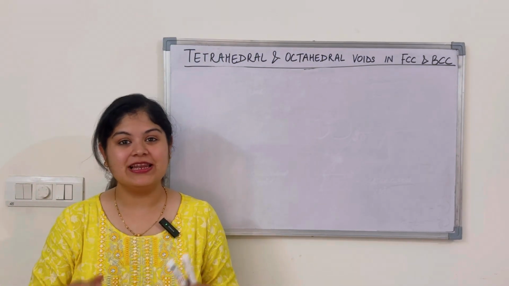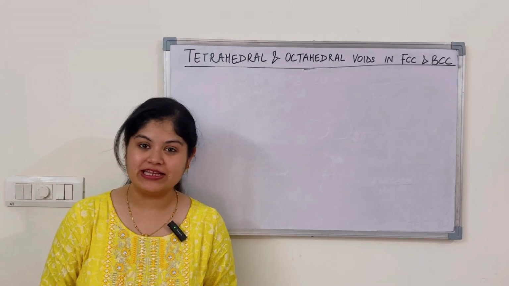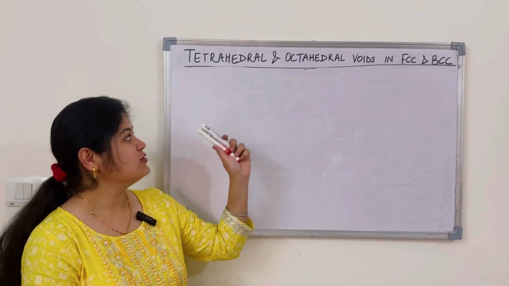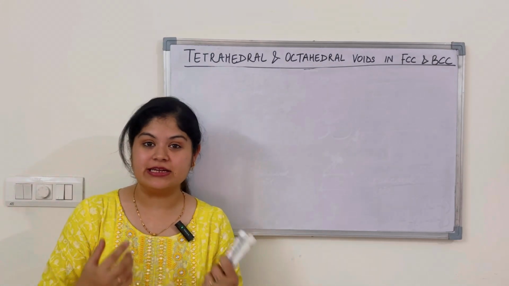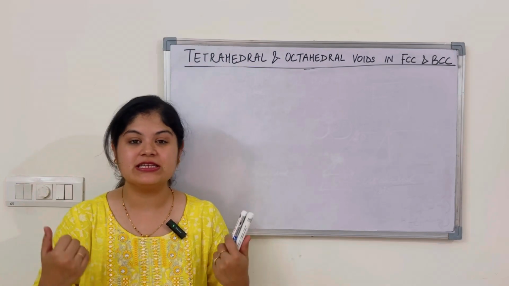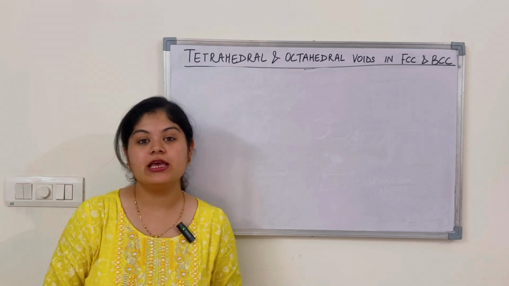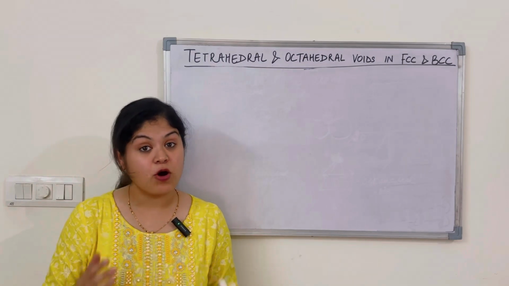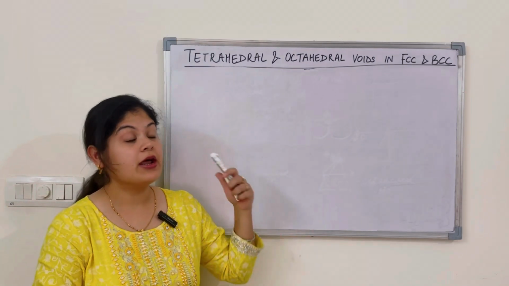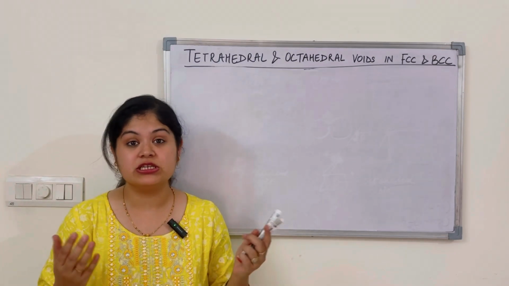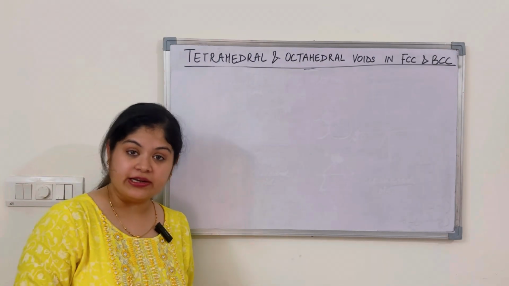So today is the 6th lecture of this lecture series on crystal structure in solid state physics. Today we are going to learn what tetrahedral and octahedral voids are in FCC and BCC structures. FCC is a face-centered cubic structure and BCC is a body-centered cubic structure. There are many tetrahedral and octahedral voids in FCC and BCC structures. Let's start with tetrahedral voids.